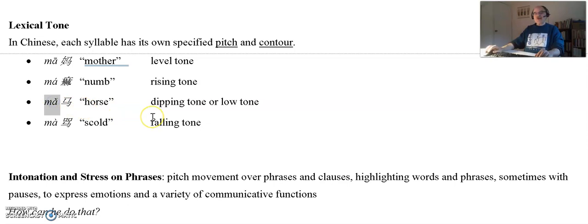This one here for horse, in the prescriptive pronunciation of it, is ma, which we can call a dipping tone. But in rapid speech, it very often is simply a low tone, ma. But that's in the midst of speech. In a hyperarticulated one, it has this dipping tone, again a prescriptive thing. Finally, for scold, ma, it's a high falling tone. And so when we pronounce all of these, ma, ma, ma, ma, we are exemplifying lexical tone in words, and that's how Chinese words function.